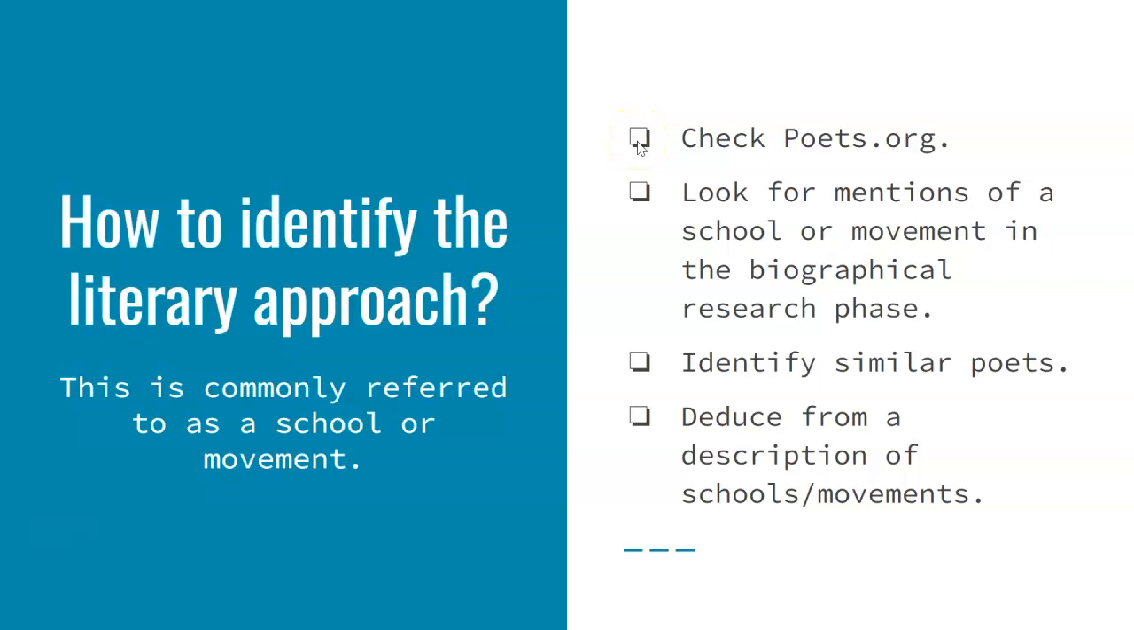In review, check poets.org for your poet. If there is an entry, see if there's a mention of the school or movement. Otherwise, check your other biographical research for your poet's literary approach. If none is found, identify similar poets and find out their literary approach. Lastly, use Wikipedia to find descriptions of schools or movements to find the one that fits your poet.